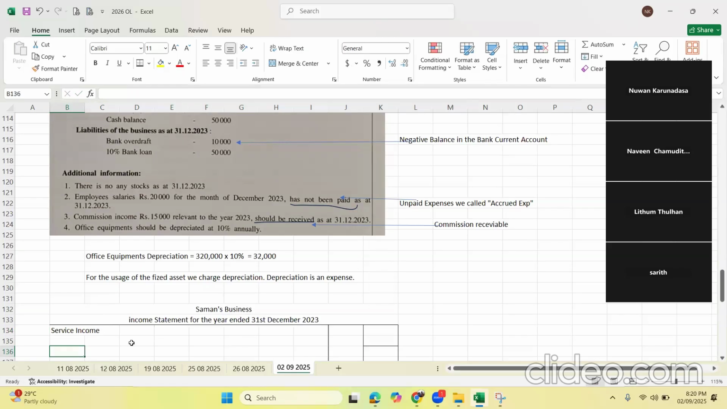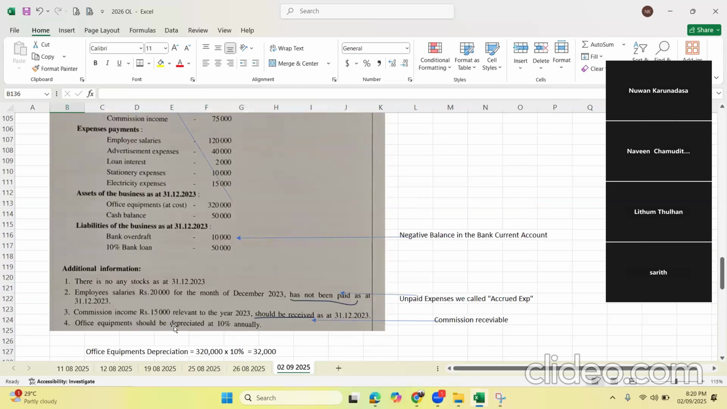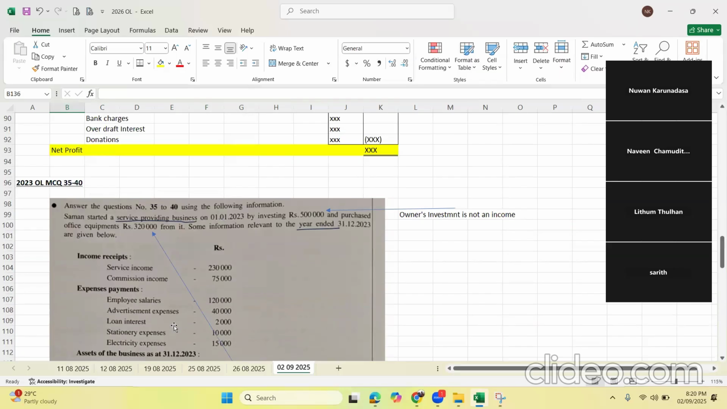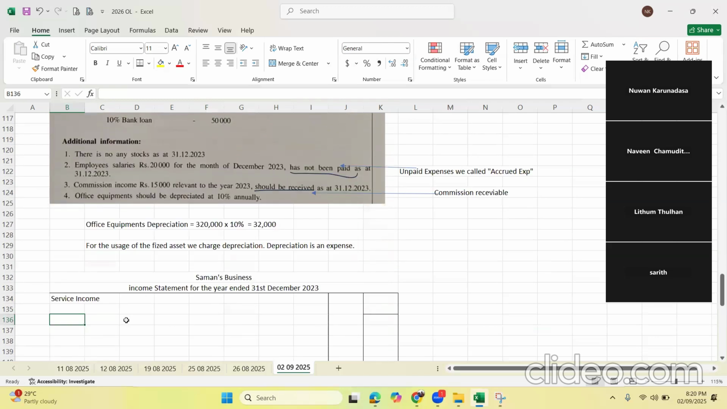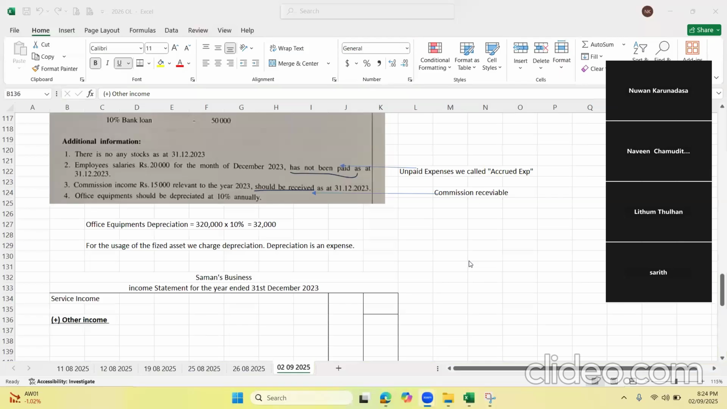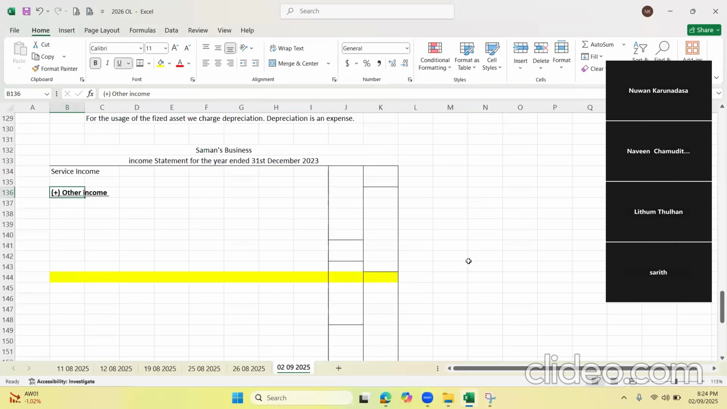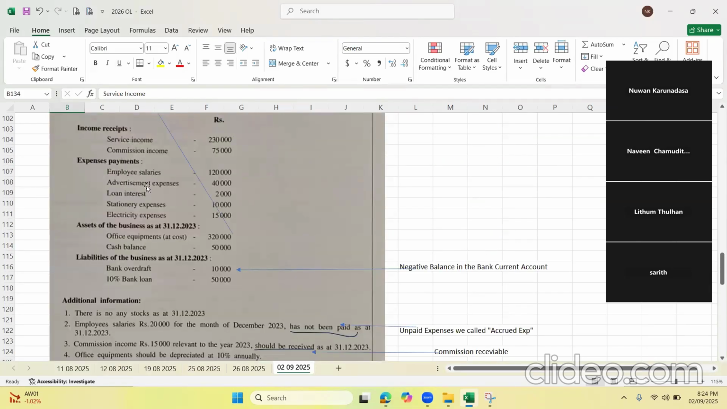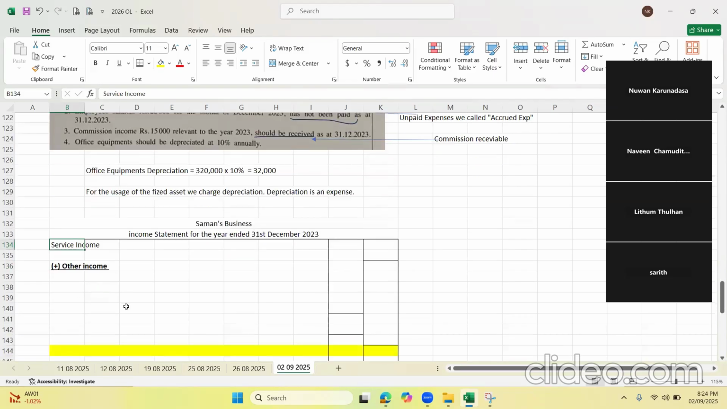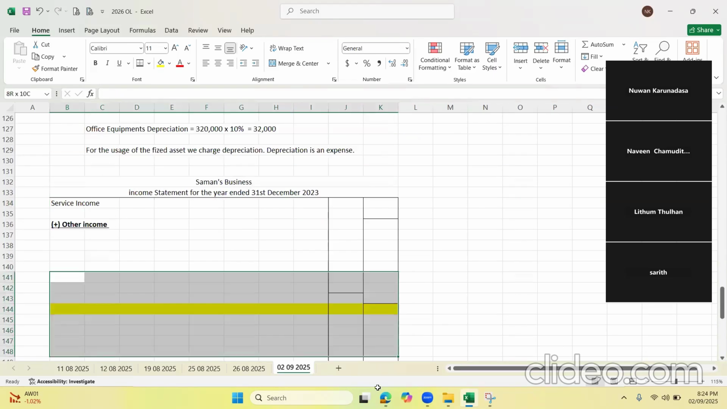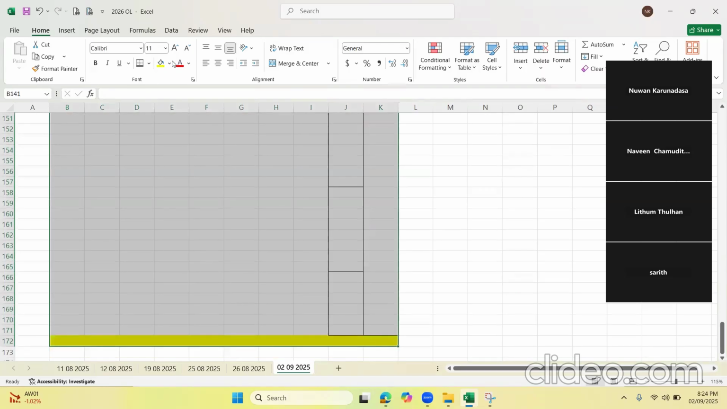Then service income. Is there any direct expense to provide the service income? If not, then service income plus other income. Right, so this is other income. If you have any income other than the service income, such as commission income, you have to add it under that. Then minus all the expenses, and you can get the net profit for the period.